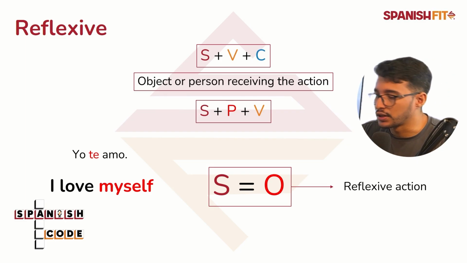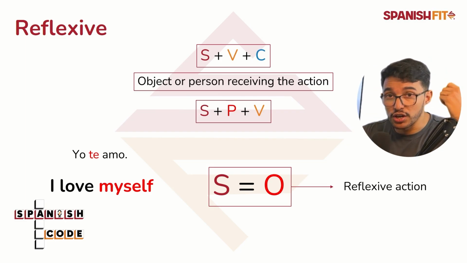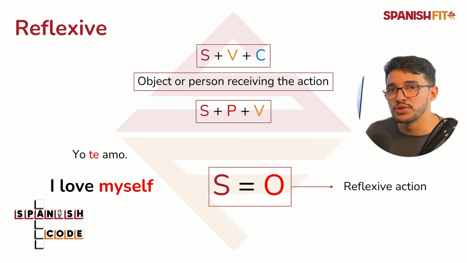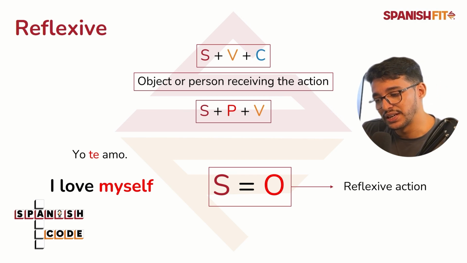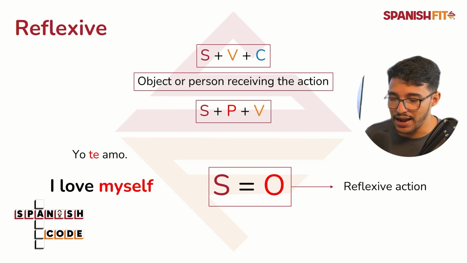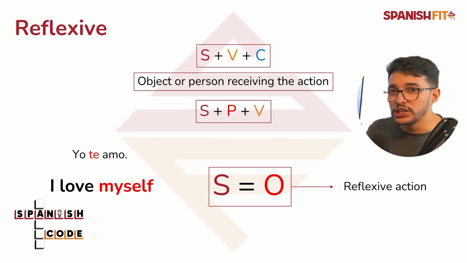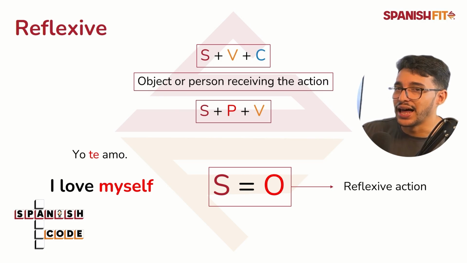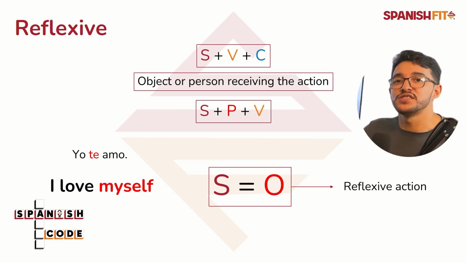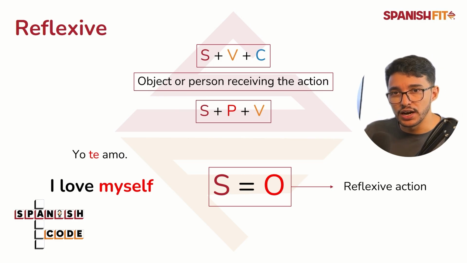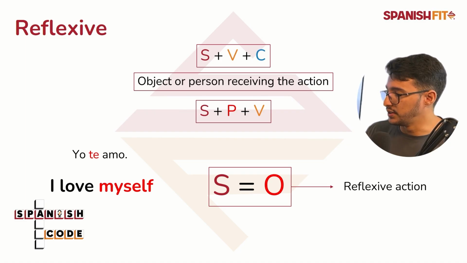When I put on makeup, when I cut my nails, when I comb my hair, all of those actions are going to be reflexive because I'm the one performing and at the same time I'm receiving that action. So in order to understand reflexive in general, we need to cover it with 3 lines. The first one, concept. The subject and the object are the same in the sentence.